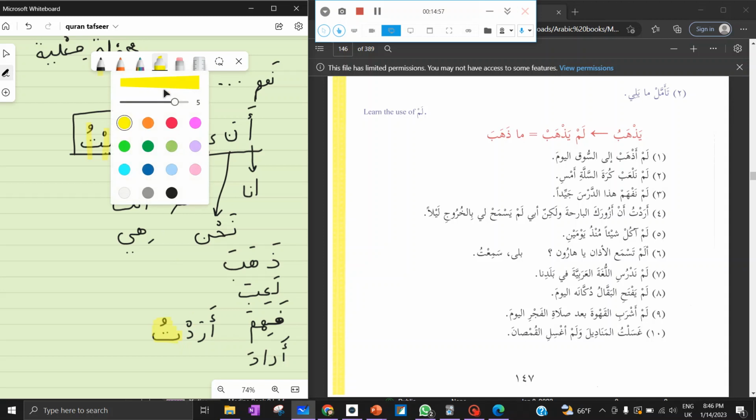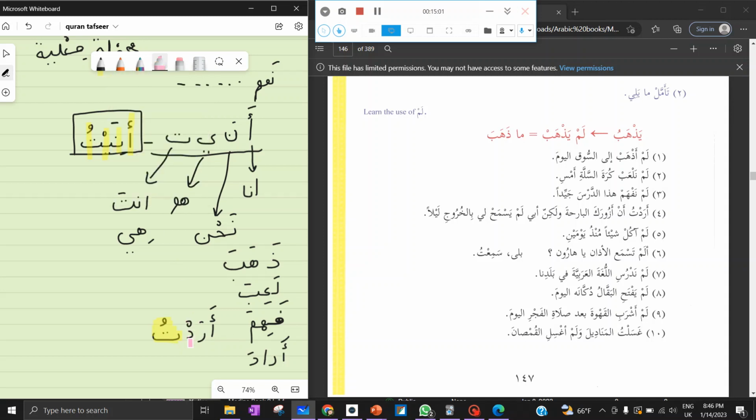And the second proof is that the letter previous of the damir has a sukoon. The previous letter has a sukoon. This shows that this is a past tense and the damir is attached at the end. Aradtu means I wanted to. What do you want to?